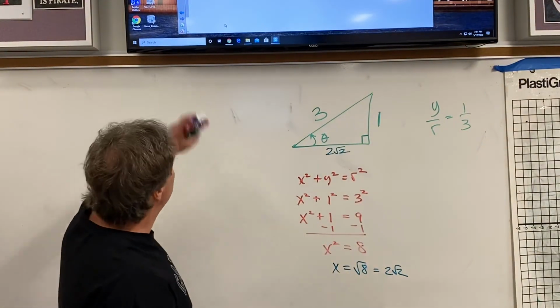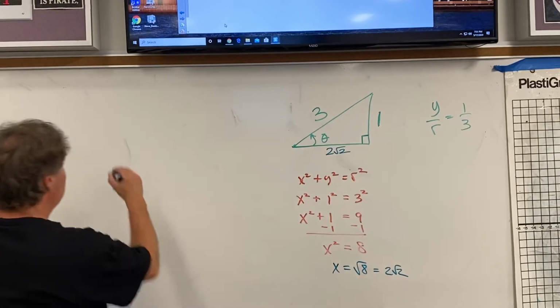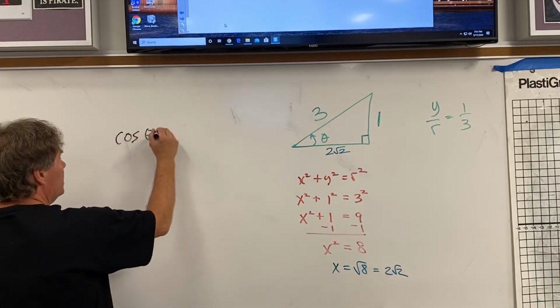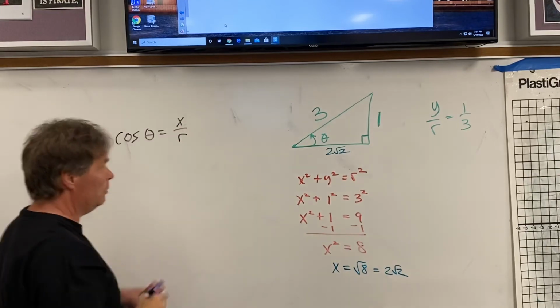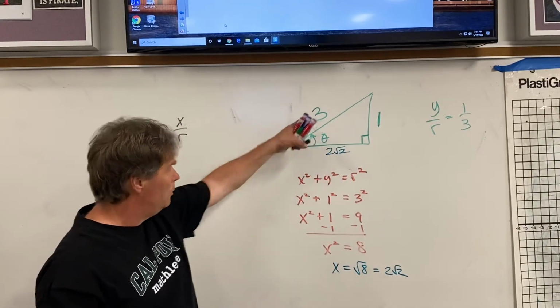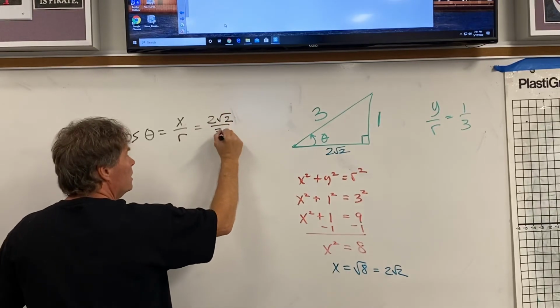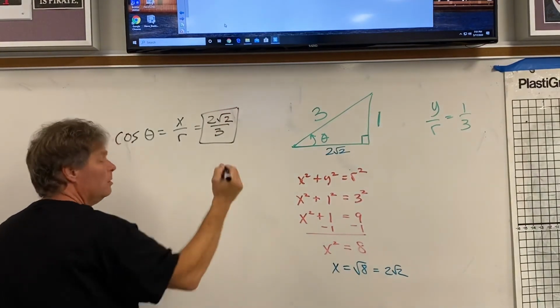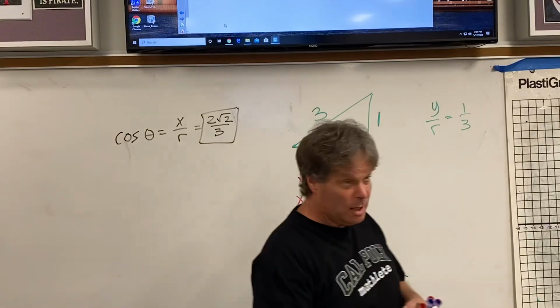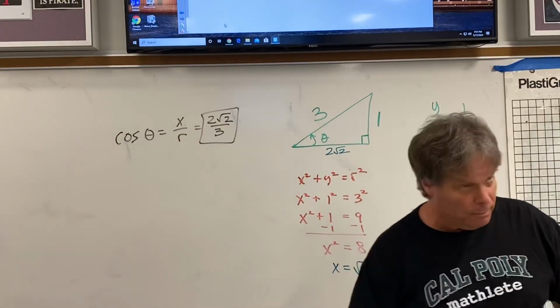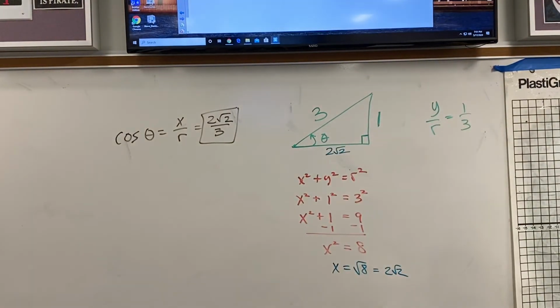Okay. So I just calculate the other side. Now, it says find cosine. Cosine of theta is X over R. So now look, I've got X, so it's just 2 root 2 over 3. And it's that easy. Boom. You just find the other side, then find what they're having you calculate. Okay.